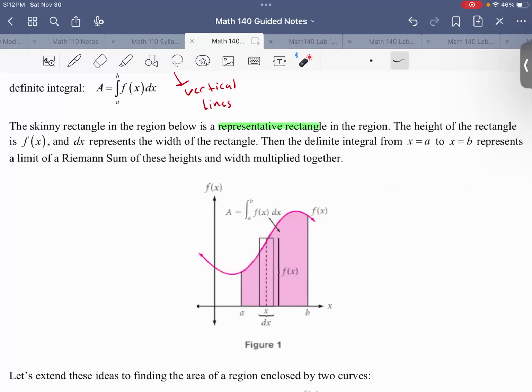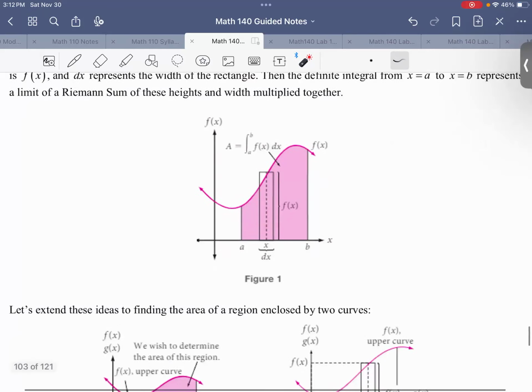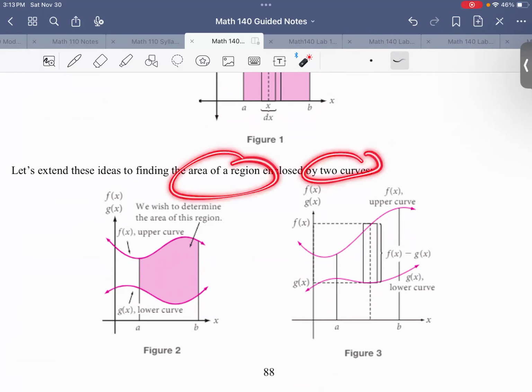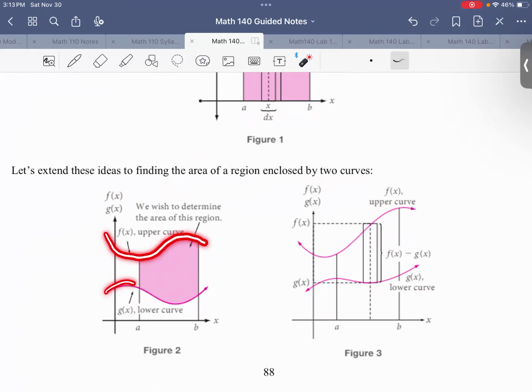But now, what if we have two functions to find the area between? So that's what we're going to get into for this section. What if we have two curves and we want to find the area between those? So if we look at figure 2, here's f of x above, here's g of x below, two different functions, and we want to find the area between them.